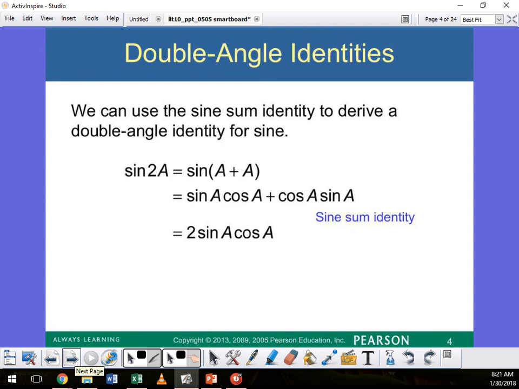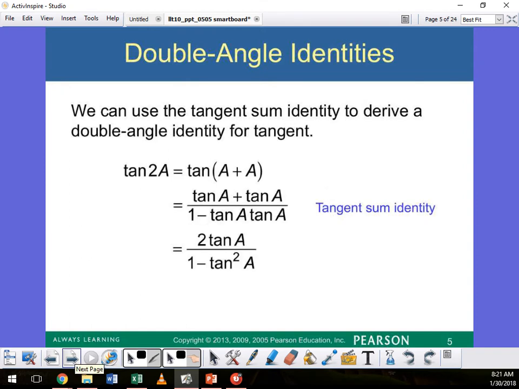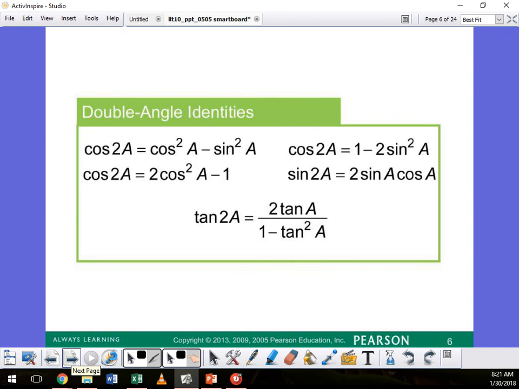Sine is just going to be this. This one's not going to change. You can make it weird, but you know, don't do that. Tangent, some identity for this one comes out here. So we have our formulas now.